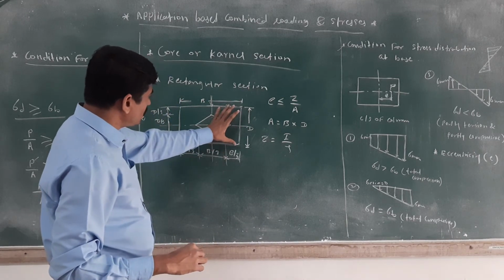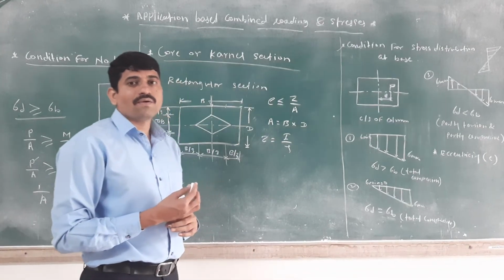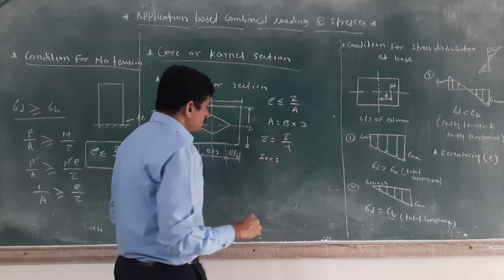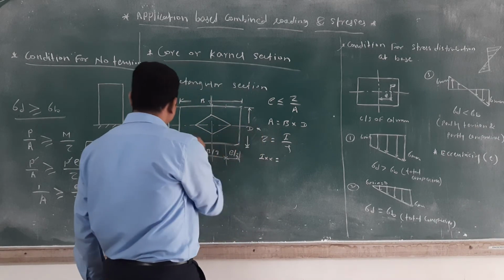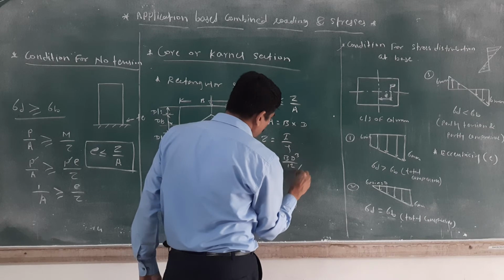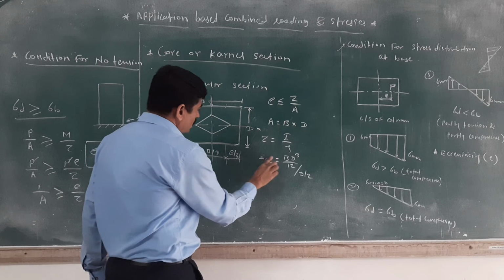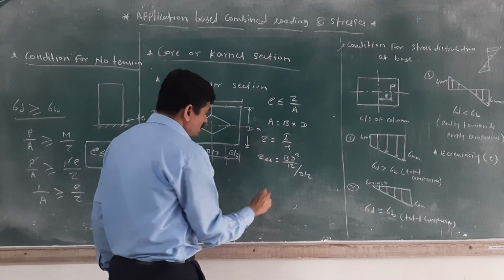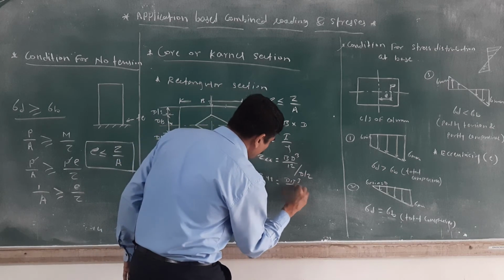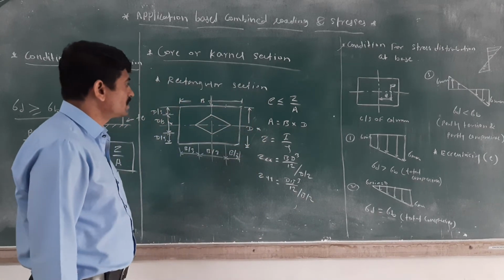But we want to calculate the eccentricity for both, so you have to calculate the Ixx and Iyy values. What is the Ixx, the moment of inertia about the XX section? You know that it is BD cube divided by 12, and what is the Y? Y is D by 2. I have calculated ZXX directly. And what is the ZYY? It is DB cube divided by 12 divided by B by 2.